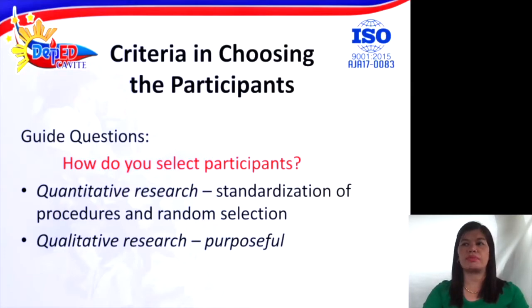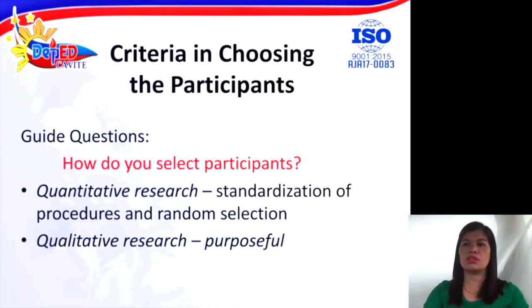Second is, how do you select participants? Okay? In quantitative research, it requires standardization of the procedures and selection of participants. So, random selection of participants to remove the potential influence of external variables, and of course, to ensure the generalizability of results. So usually, they use probability sampling in choosing the participants.